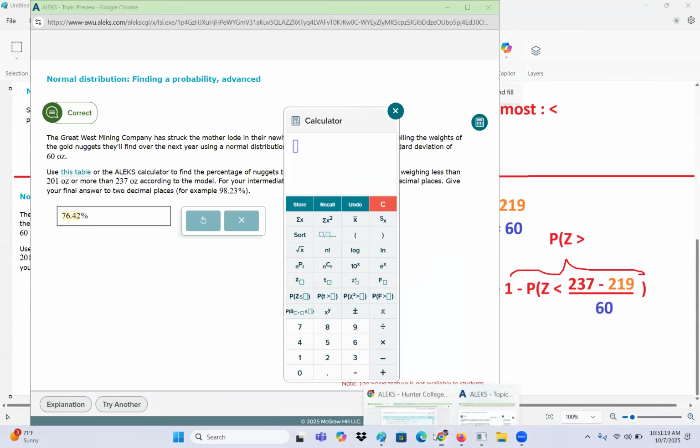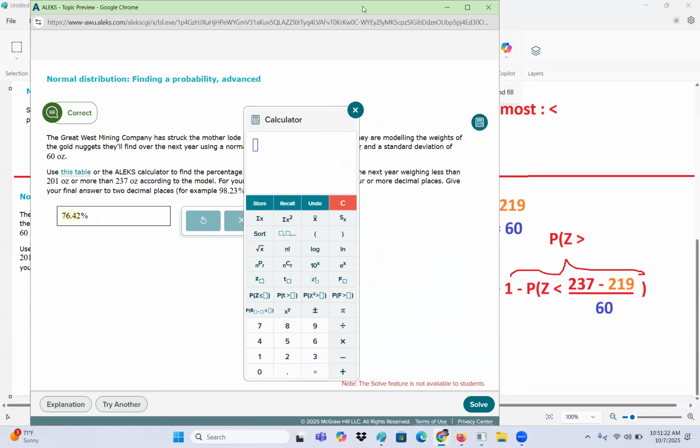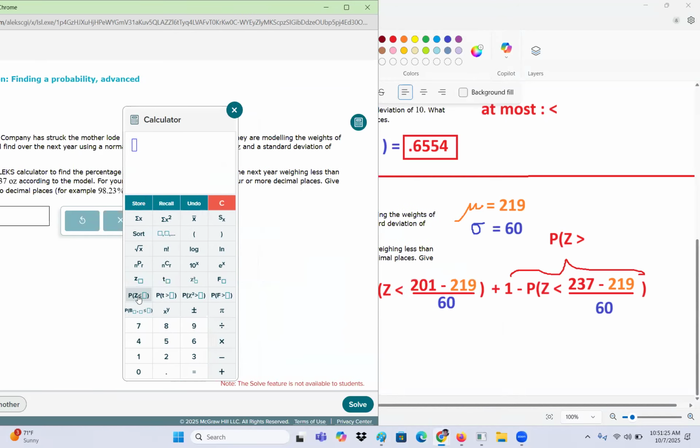Where's my calculator? I think I have to do that again. So 201 minus 219 is negative 18, over 60.